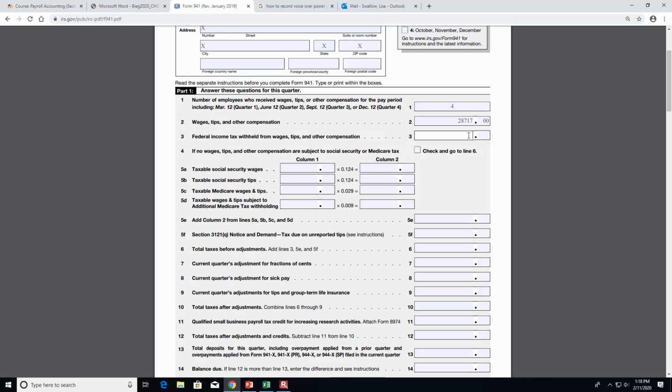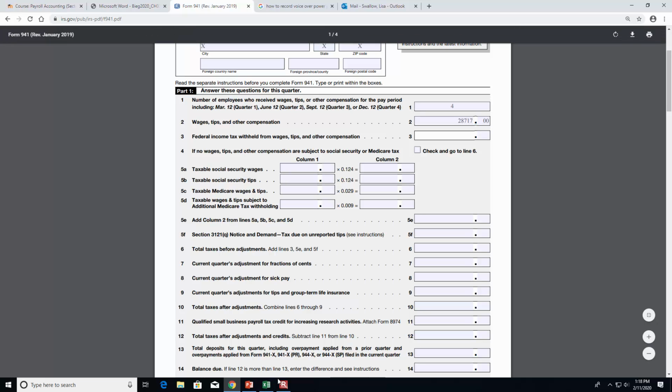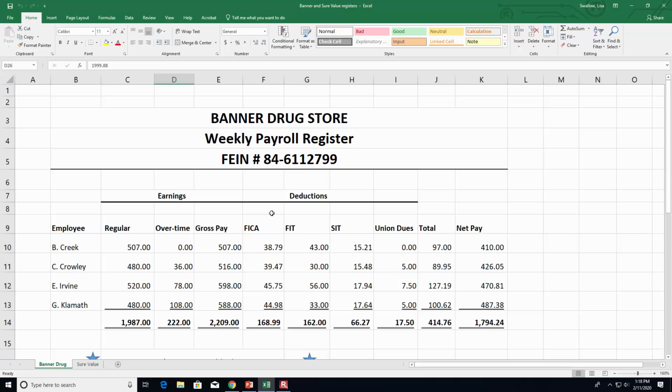Number three, how much federal income tax did I withhold all quarter? Would it be 6 times 13? Yep. So this is how much FIT I withheld. Never, ever, ever put state income taxes on a 941, right? That's a whole different return.